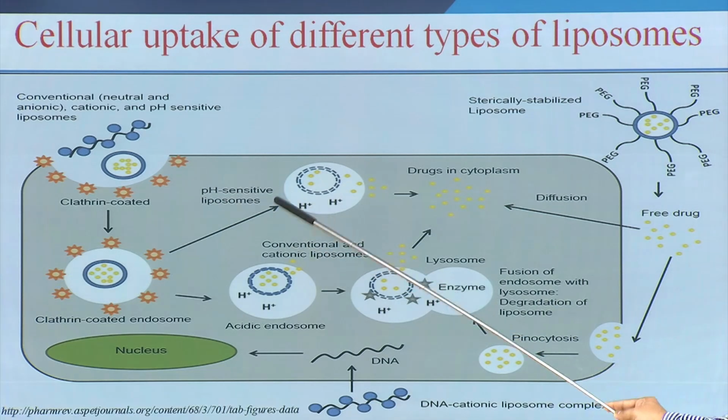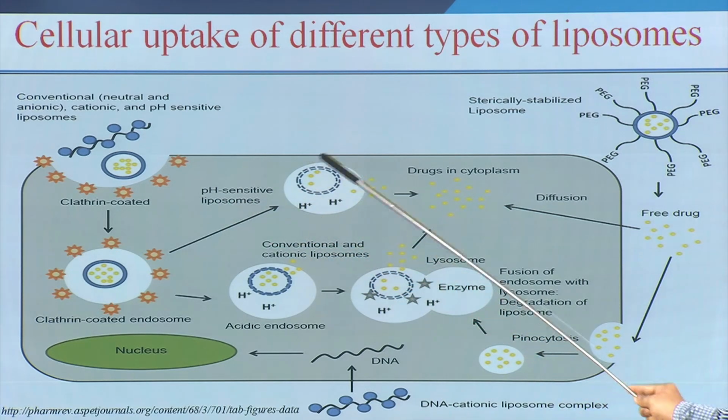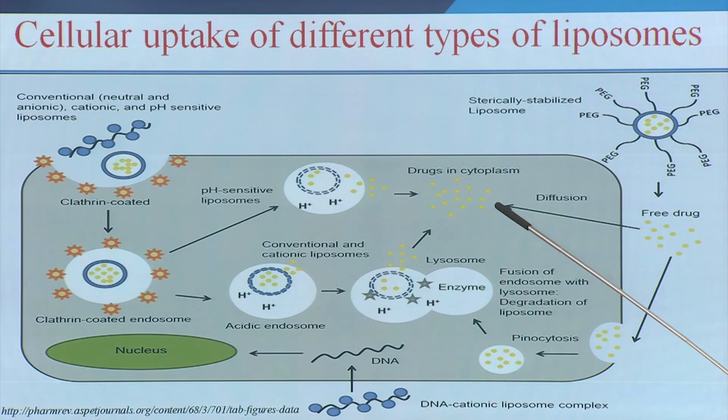In case of pH sensitive liposomes, due to acidification of these endosomes, it will release the drug to the cytoplasm. And if you are using the DNA cationic liposome complex, it will bind to this cell membrane based on the electrostatic attraction, then the DNA will be diffused into the nucleus. And if you are using these sterically stabilized liposomes, where you are adding PEG for steric stability, here it will release the free drug, and these free drugs can enter the cells by diffusion or by pinocytosis, that is called the cell drinking process, and that will go to the cytoplasm and deliver the drugs to the cytoplasm.